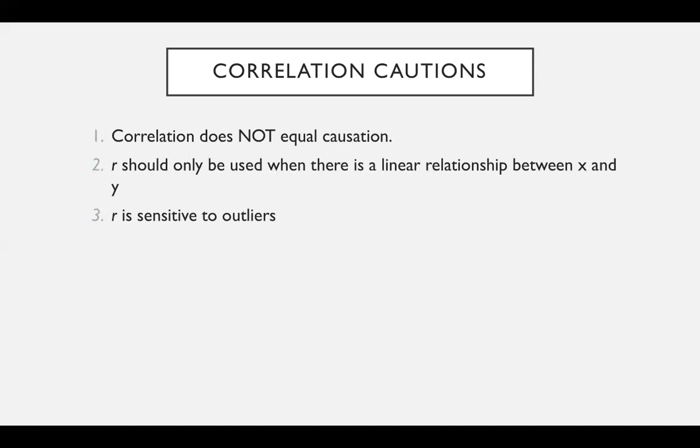The next is r should only be used when there is a linear relationship between x and y. And then r is sensitive to outliers. So your correlation will change as you have outliers. That will make the relationship weaker if there are outliers there.